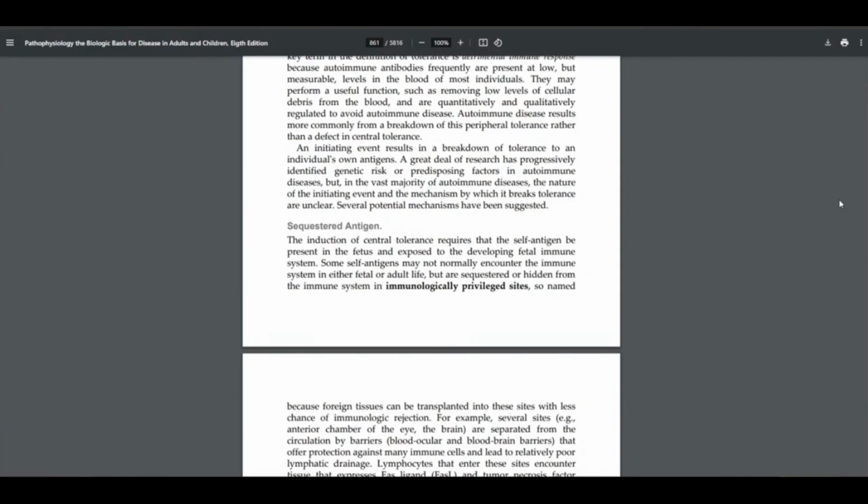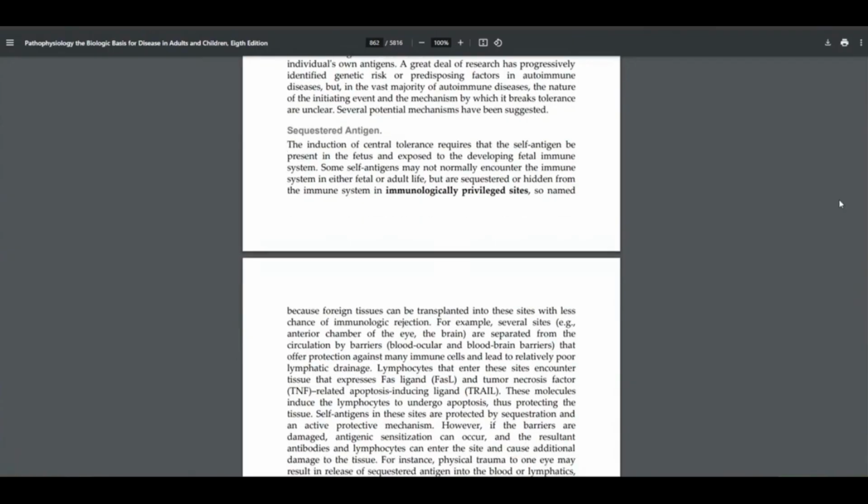An initiating event results in the breakdown of tolerance to an individual's own antigens. A great deal of research has progressively identified genetic risk or predisposing factors of autoimmune diseases, but in the vast majority of autoimmune diseases, the nature of the initiating event and the mechanism by which it breaks tolerance is unclear. Several potential mechanisms have been suggested, however.